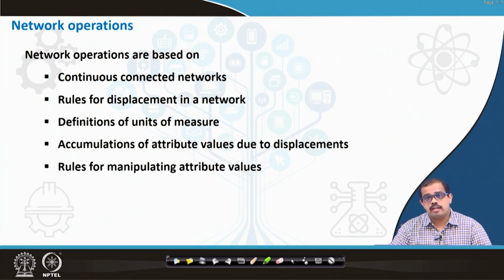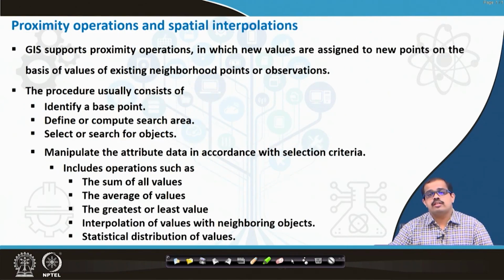Rules for manipulating attribute values. You should create your own rules to manipulate the attribute values. Okay, so this is about the network operations. Use that very carefully. When we are in the practical class, we will look at how we do a network operation.